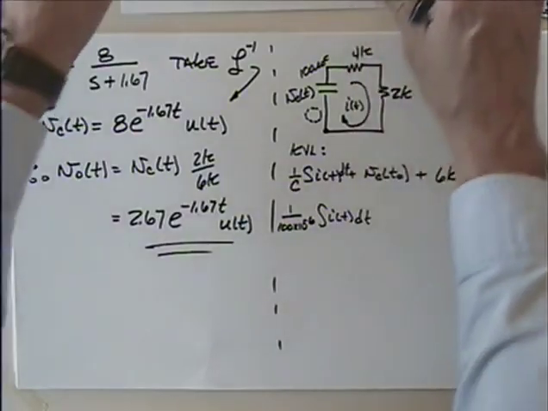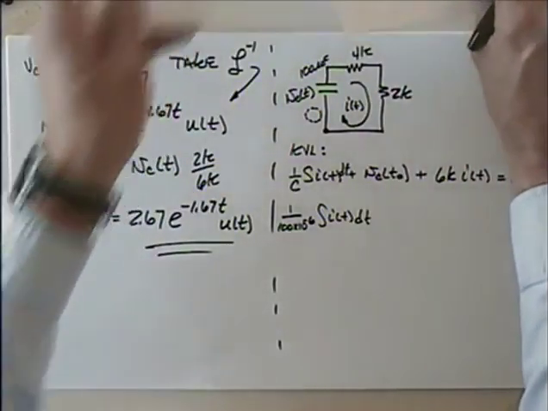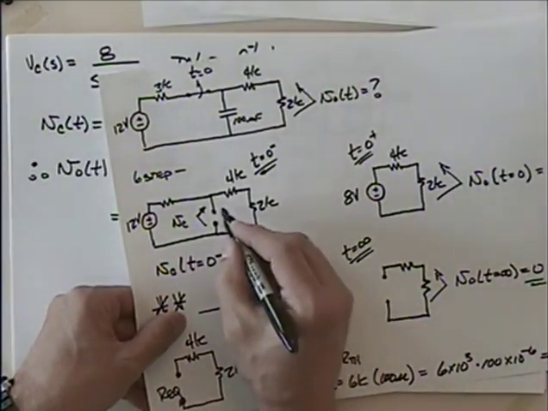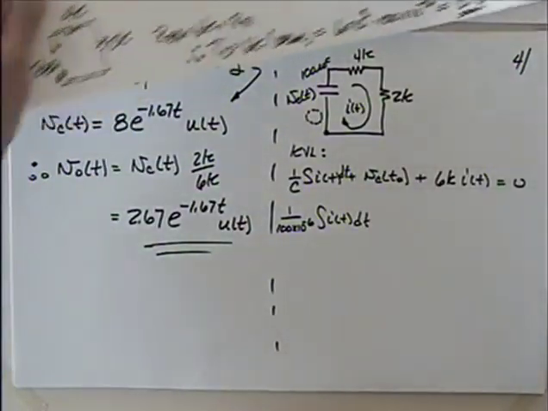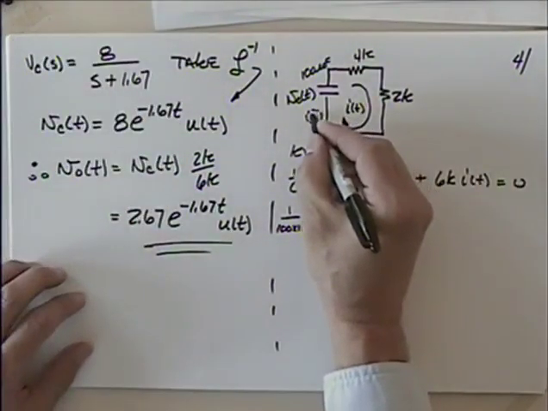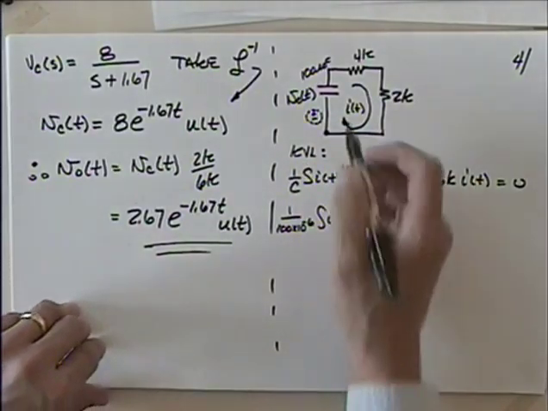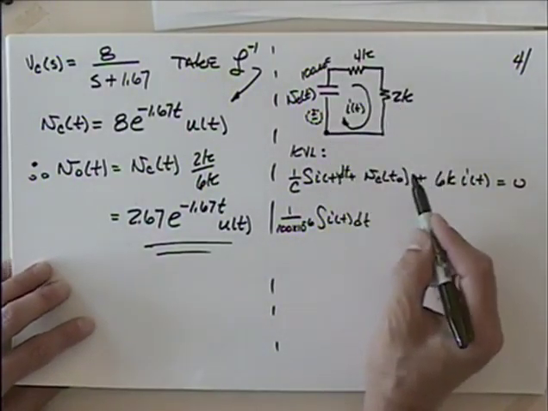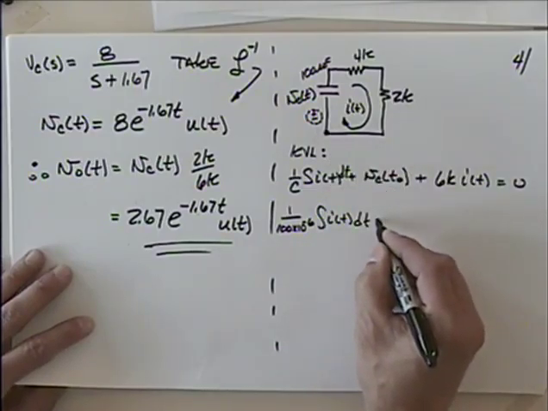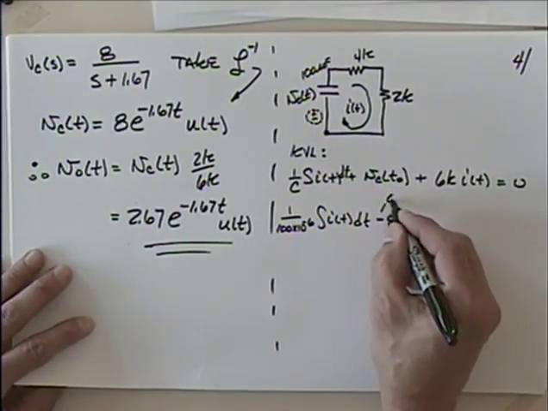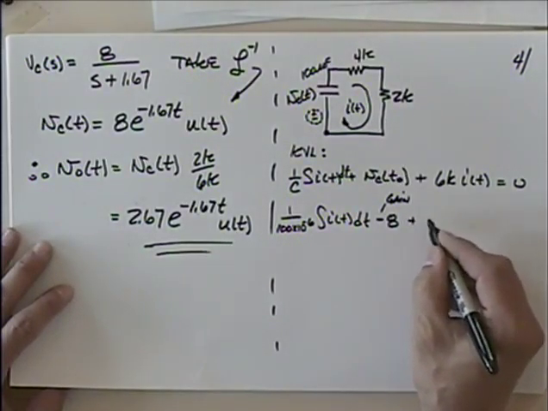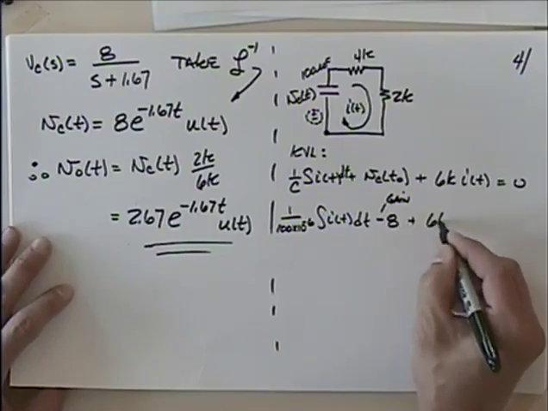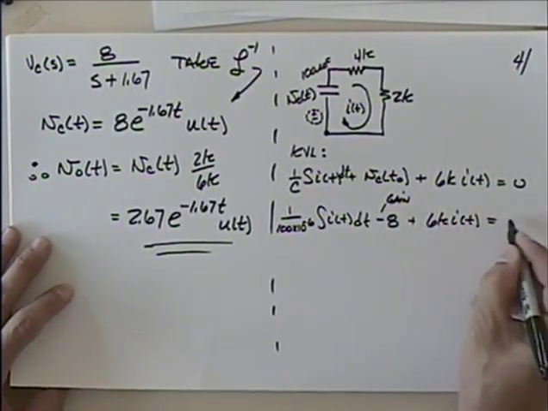And what was the polarity on that? If we looked back, when I solved for this 8 volts, that was assuming it was positive there and negative there, right? So if I look at that polarity, I have positive and negative. Everything I was taking as a drop, but that's a gain, isn't it? So I better indicate that, minus 8. That negative comes from it being a gain. And then I've got plus 6k I of t is equal to 0.